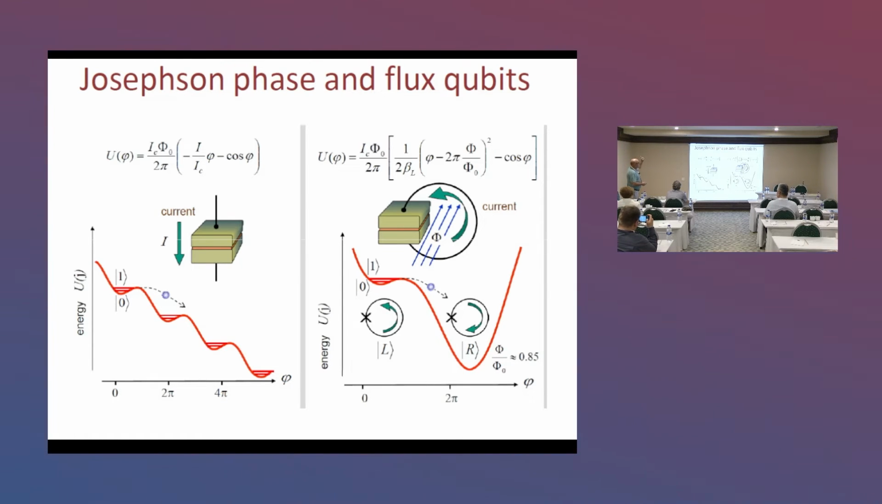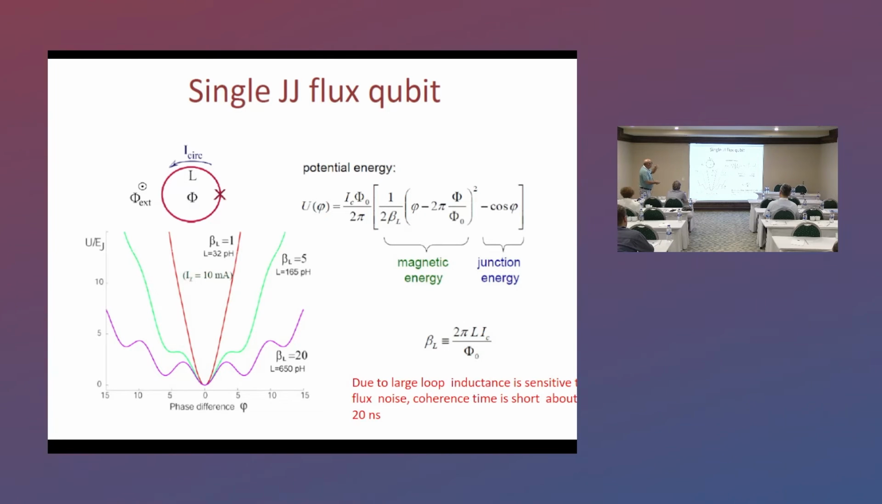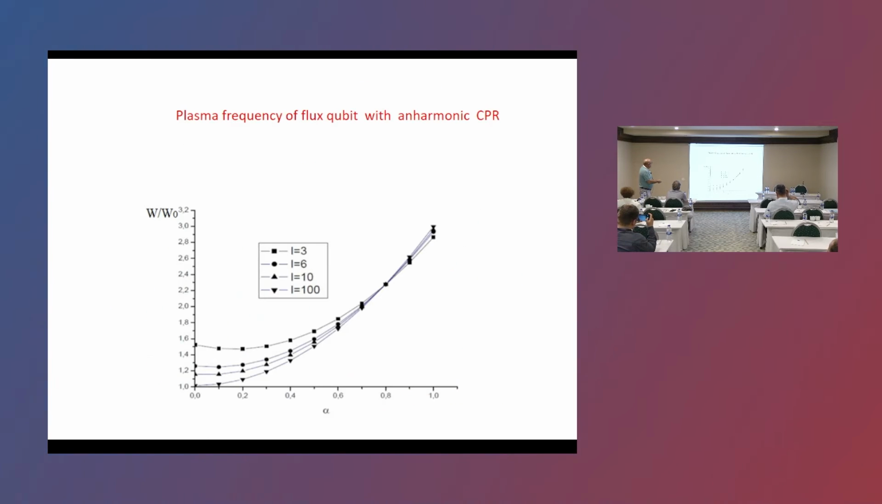In phase qubits, we use only a single Josephson junction, but in the case of flux qubits, we have a superconductor ring with a Josephson junction. If we take a Josephson junction with anharmonic current phase relation, and maybe a single band or multi-band superconductor, in this case the changing characteristics should also be taken into account. And here also the general expression for potential energy. And here I show the plasma frequency in a flux qubit with anharmonic character of the Josephson junction.